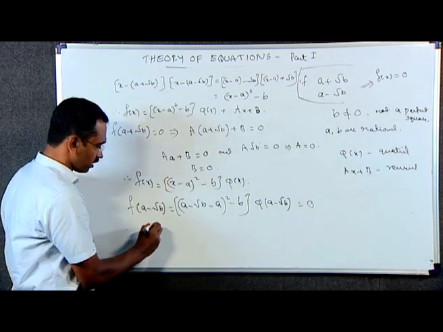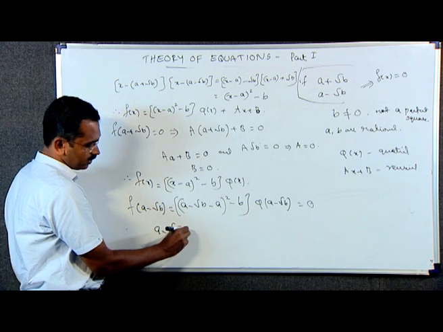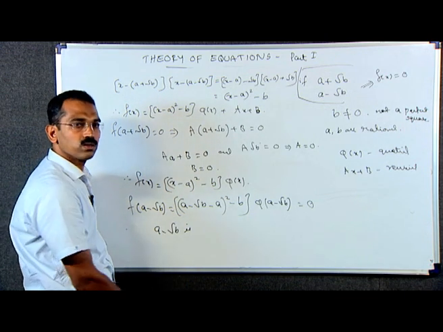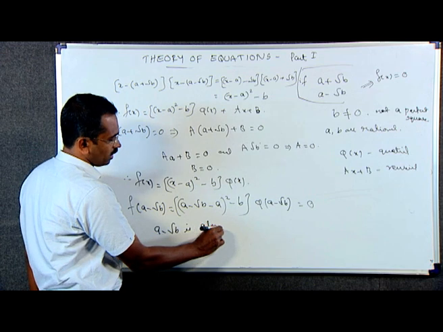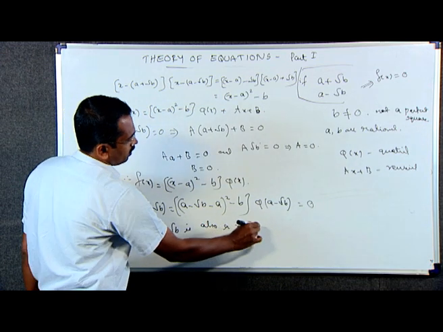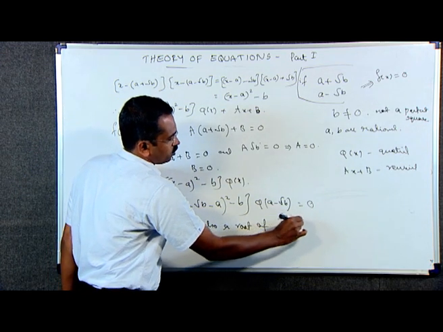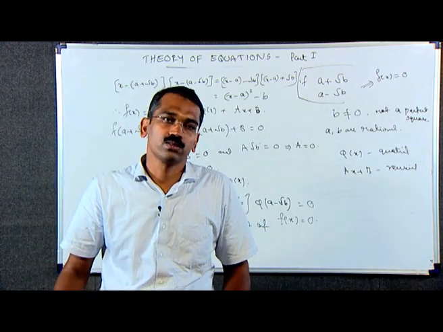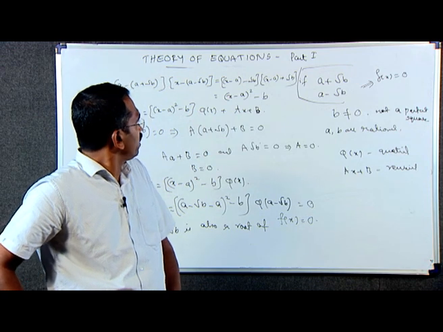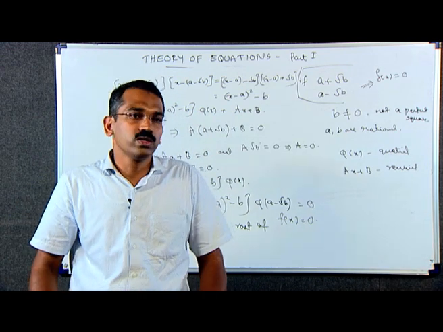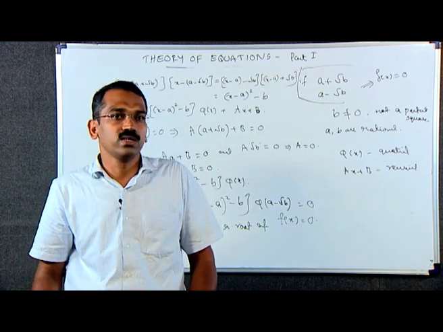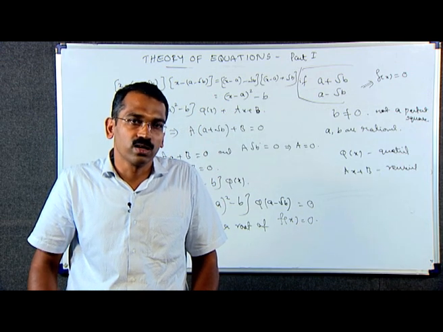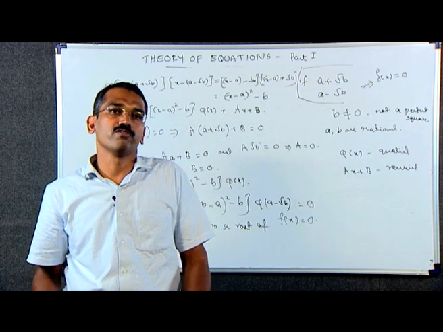Hence, we can conclude that a minus root b is also a root of the equation f of x is equal to 0. That is, if a plus root b is a root of the equation f of x equal to 0, then obviously a minus root b is again a root of the same equation, f of x is equal to 0.